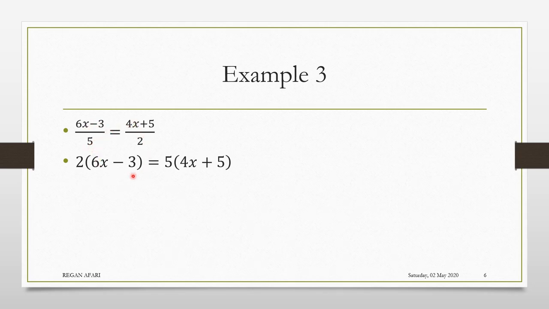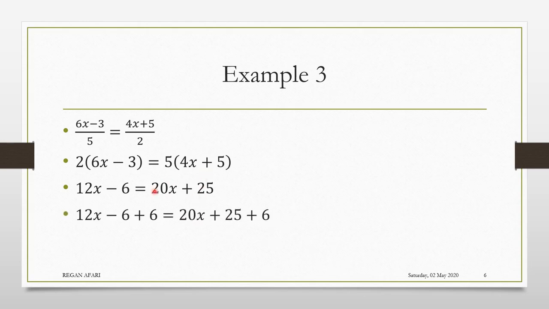Now we have gotten rid of the fraction. So the next thing that we do is to expand and then simplify. So when we expand, 2 times 6x will give us 12x, then 2 times negative 3 will give us negative 6, then 5 times 4x will give us 20x, then 5 times 5 will give us 25. Then the next thing that we do is to add 6 to both sides, so that we get rid of the 6 here. So negative 6 plus 6 will be 0, and then 25 plus 6 will give us 31.